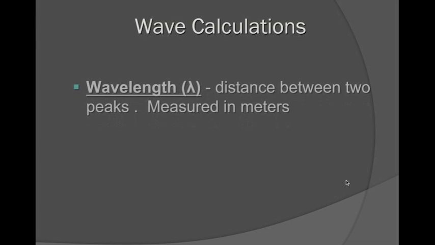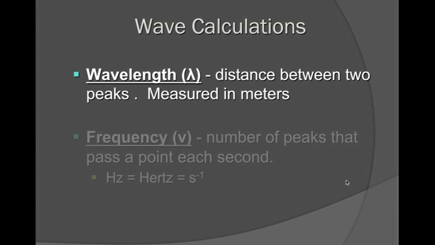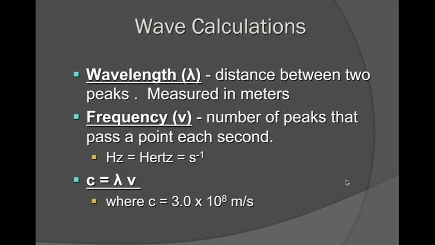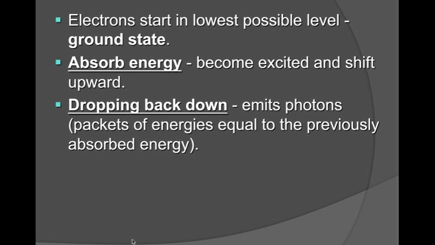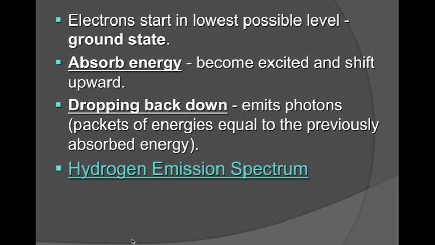Now moving on to wave calculations. Wavelength is the distance between 2 peaks, and it's measured in meters. Frequency is the number of peaks that pass a point each second. We measure that in hertz. And we have the equation for the speed of light, where wavelength times frequency gives us the speed of light. And we know that the speed of light is going to be 3.0 times 10 to the 8th meters per second.